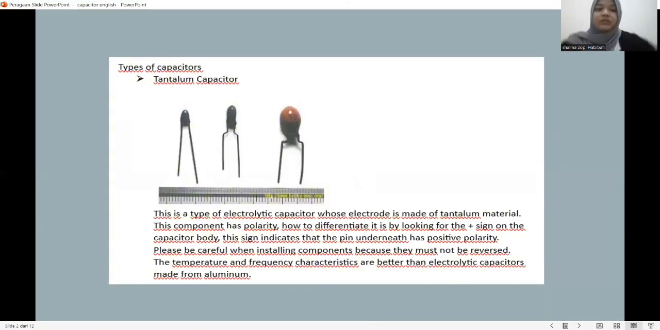Type of capacitor. Number 1, tantalum capacitor. This is a type of electrolytic capacitor whose electrode is made of tantalum material. This component has polarity. How to differentiate it is by looking for the plus sign on the capacitor body. This sign indicates that the pin underneath has positive polarity. Please be careful when installing component counts. They must not be reversed. The temperature and frequency characteristics are better than electrolytic capacitor made from aluminum.